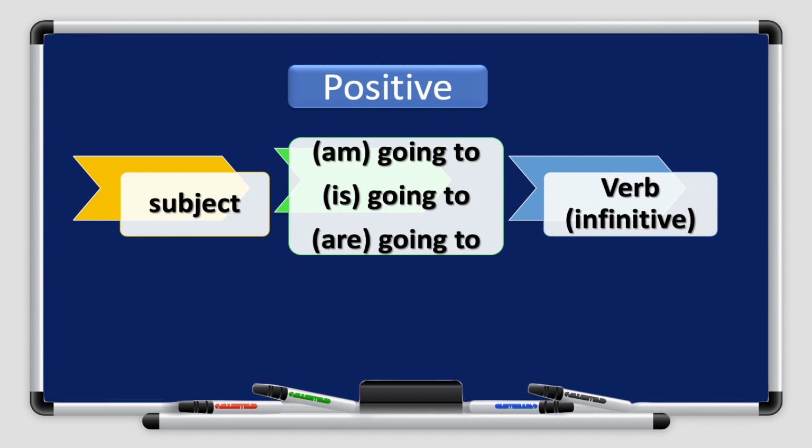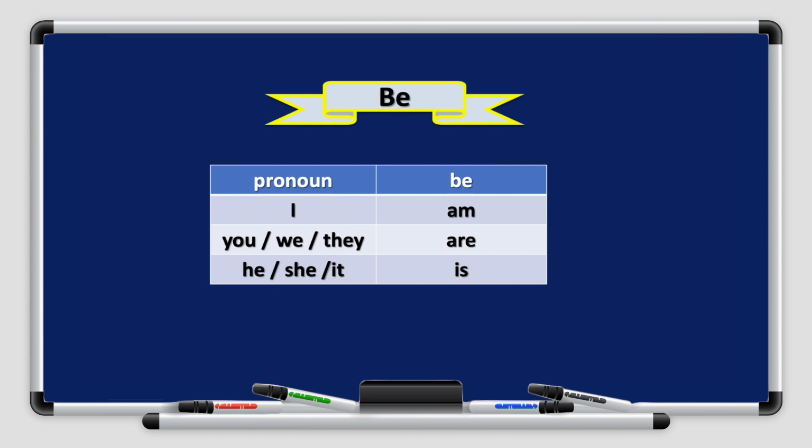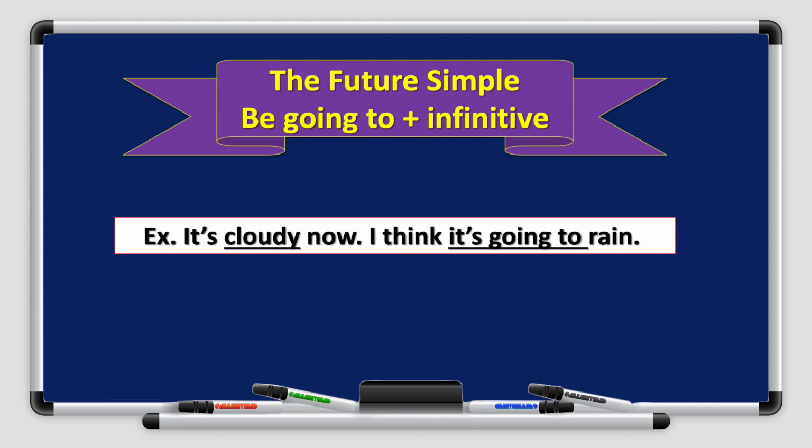So, you start with your subject. I am, she, he, it is, we, they, you are, going to. So that's fixed in the middle. And then you add your verb infinitive. For example, I am going to join a club. So make sure you look at this table, which are the basic forms of verb to be. So we know that I takes am, you, we, they take are, he, she, and it take is. Now, let's look at this example.